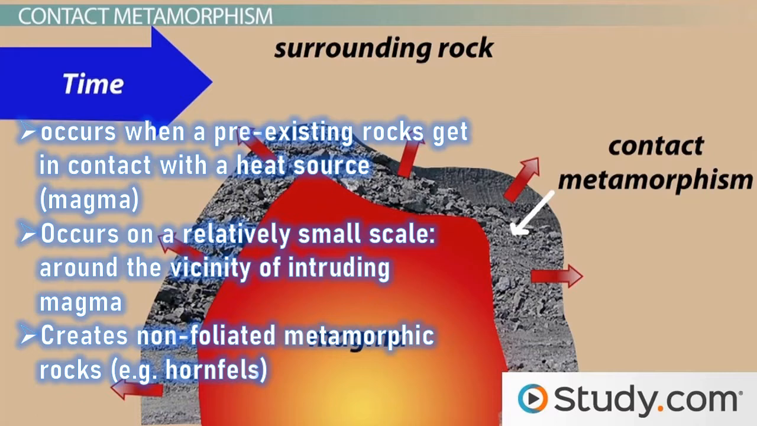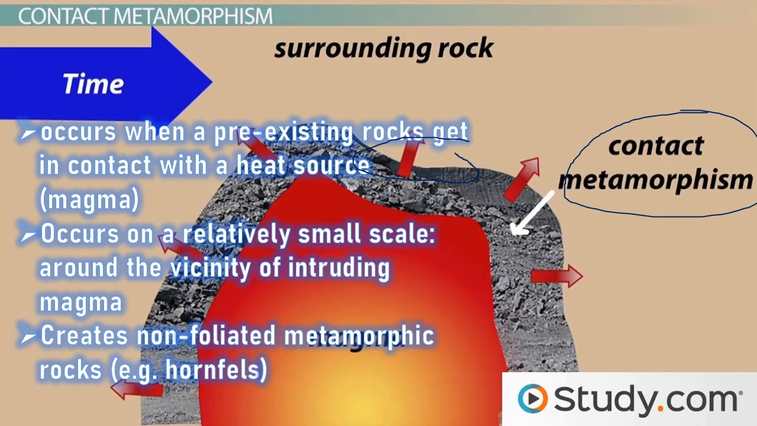So we have two types of metamorphic rock. We have the contact metamorphism. When we say contact metamorphism, it occurs when pre-existing rocks get in contact with a heat source. The heat source can be a magma or the magma chamber. So once it was in contact with a magma chamber, let's say this is an igneous rock, it is called contact metamorphism. It occurs on a relatively small scale.